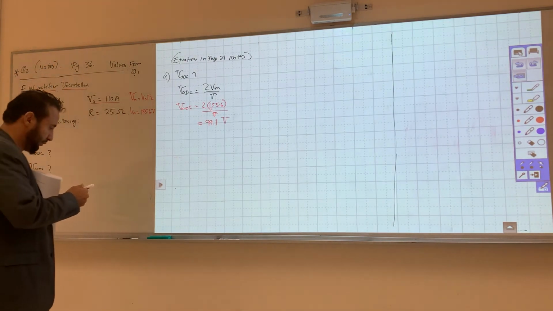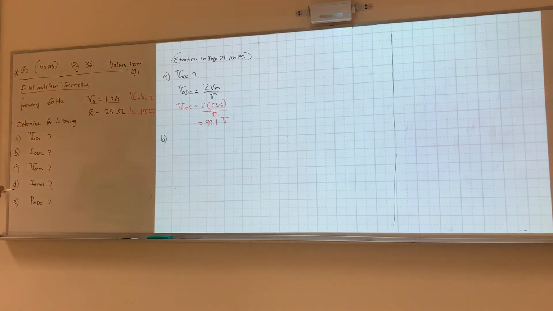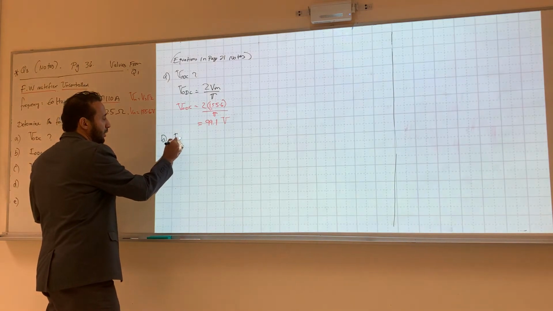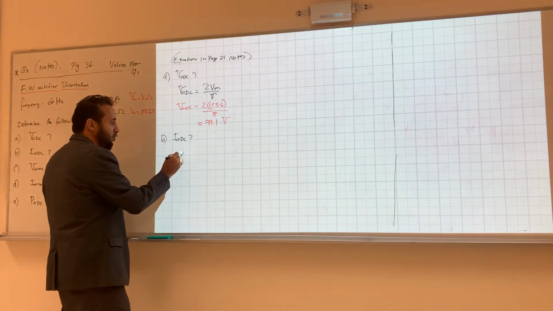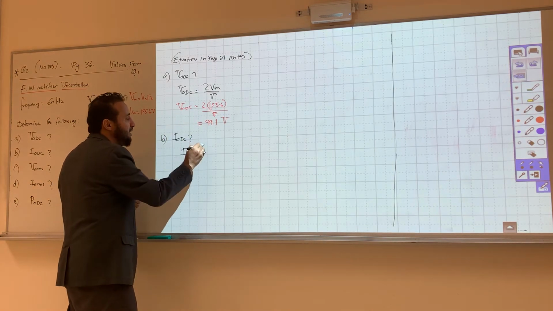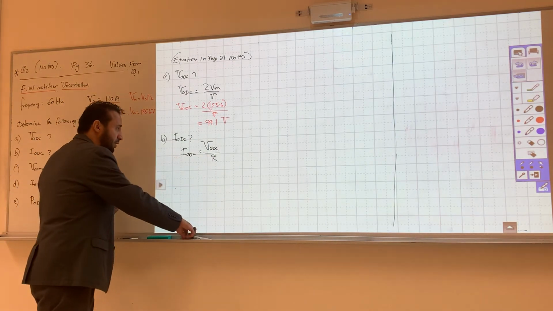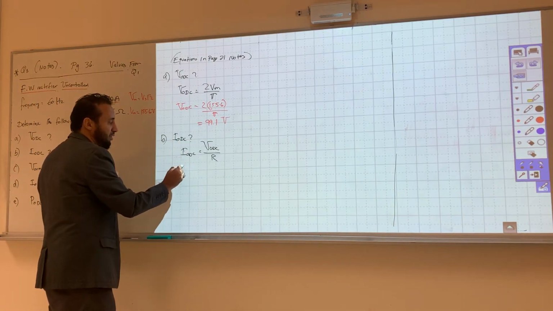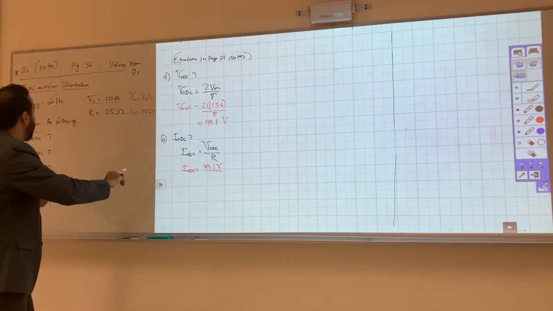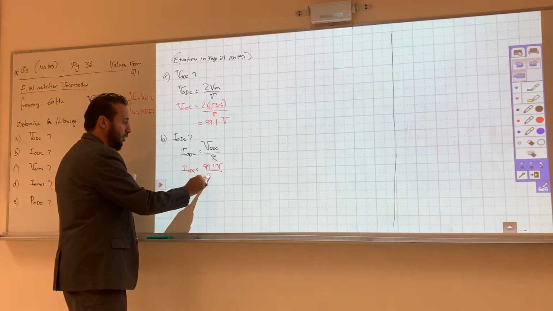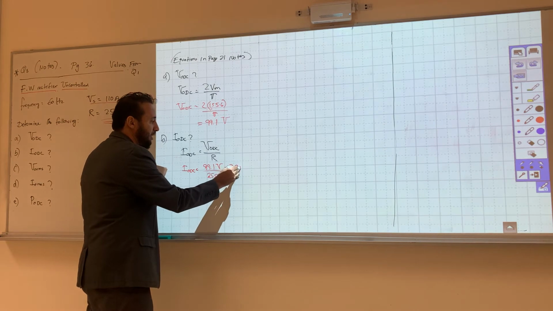Okay, the B. They're looking for I out DC. For the I out DC, we're going to use Ohm's law. So I out DC equals V out DC divided by the resistance. In this case, we have everything. I out DC equals 99.1 volts divided by the resistance, which is 25 ohm. And the answer would be 3.9 ampere.